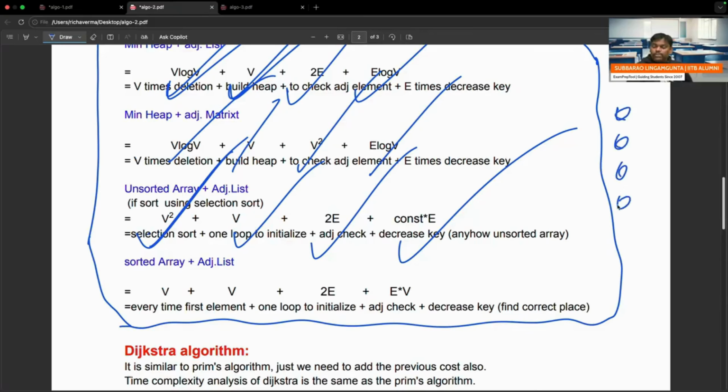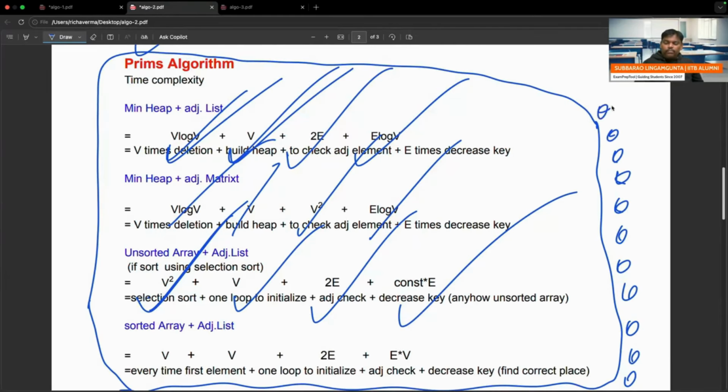Remember, this is compulsorily going to come. Time complexity means it will come. Be careful. Understand, everyone?